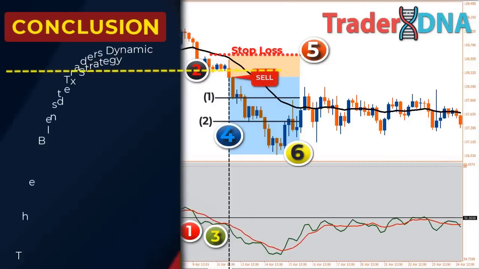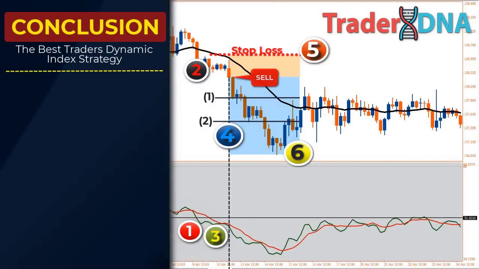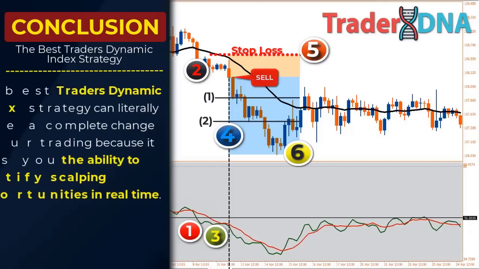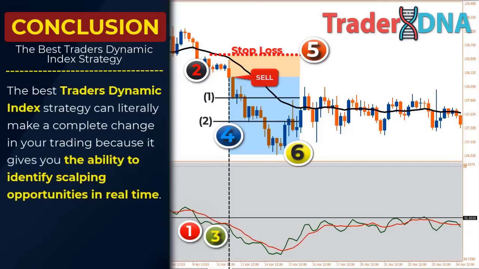Conclusion. The best trader's dynamic index strategy. The best trader's dynamic index strategy can literally make a complete change in your trading because it gives you the ability to identify scalping opportunities in real time.